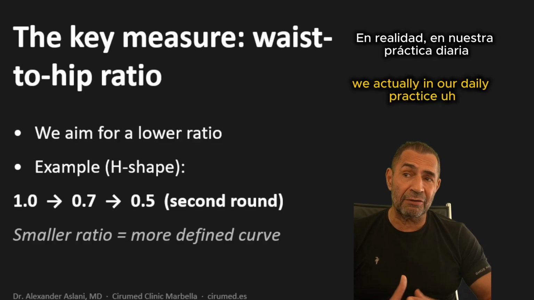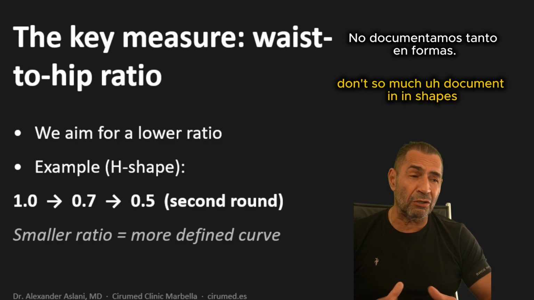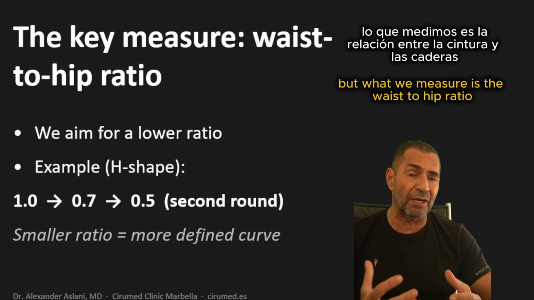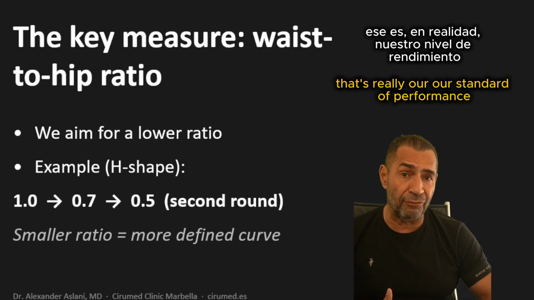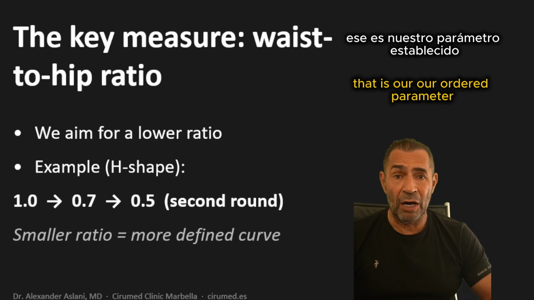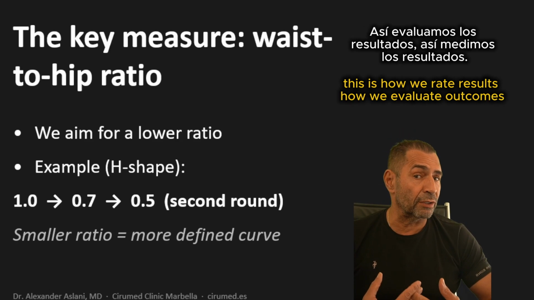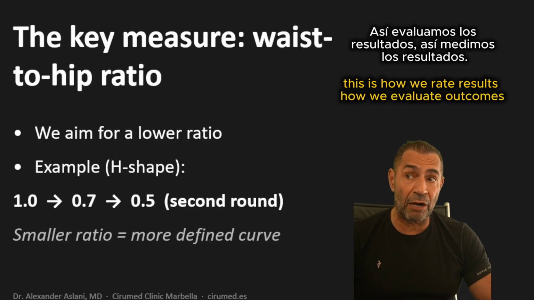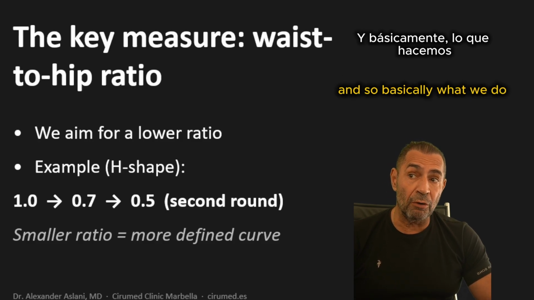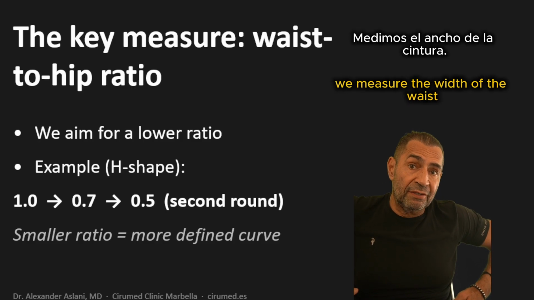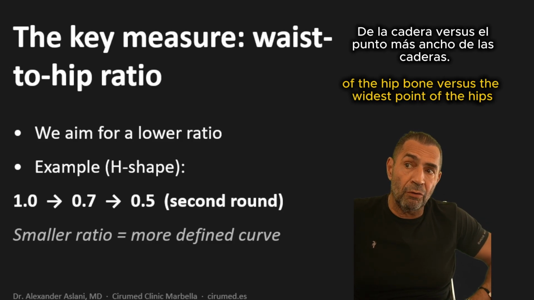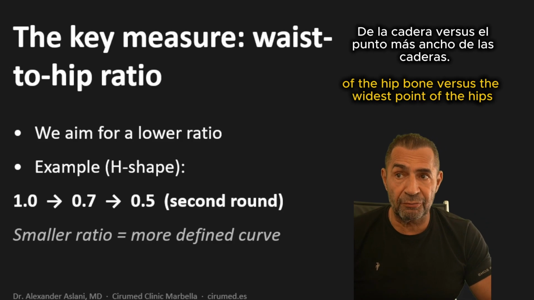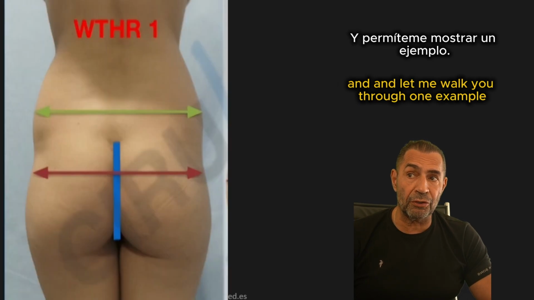So in our daily practice we don't so much document in shapes, but what we measure is the waist to hip ratio. That's really our standard of performance. That is our audit parameter. This is how we rate results, how we evaluate outcomes. And so basically what we do, we measure the width of the waist at the height of the iliac bone, of the hip bone, versus the widest point of the hips.